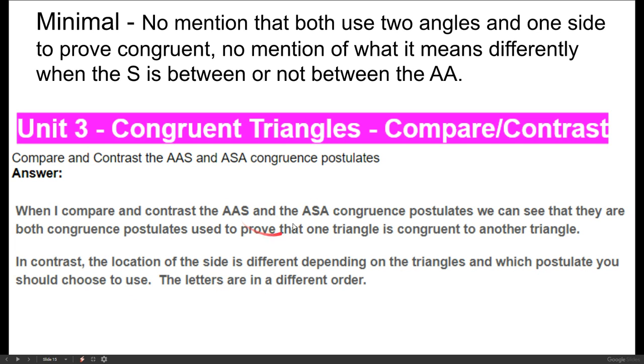Okay, so this does say that they're both congruence postulates, but it doesn't mention that they both require two angles and one side. That's what they really have in common. They both require two angles and one side to prove congruent. My difference is that the location of the side is what's different. So that's why this is a minimal answer. It's a correct answer. It's just not complete. The location is different, but what is different about the location? That's what I need still here. I need what is different about the location, and here I need, other than proving congruent, they both need two angles and one side.